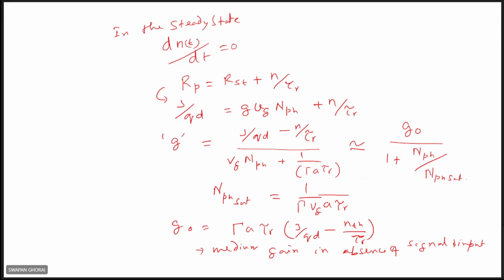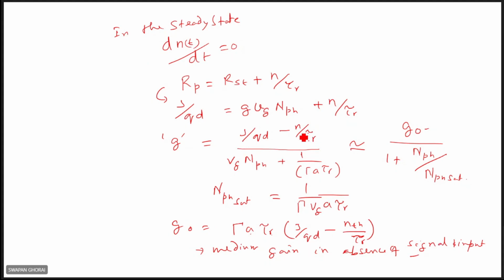And so in the steady state, the rate equations we have seen. In the steady state, dN/dt will be 0. So if you just solve it, you'll get the gain factor. This G will be G0 by 1 plus N_ph by N_ph saturation. This G0 is the small signal gain, when there is no signal input, given by gamma A tau R, J by qD minus N threshold by tau R. So that is the G0, the gain in absence of signal input.